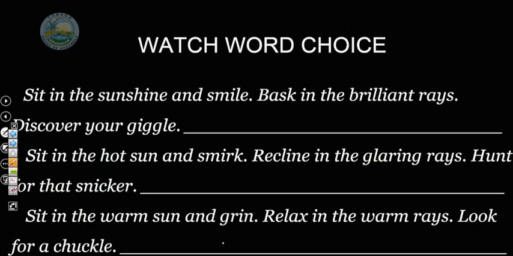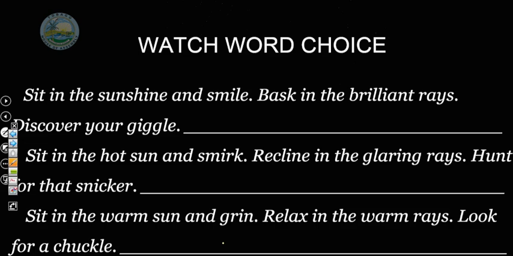Sit in the sunshine and smile. Bask in the brilliant rays. Discover your giggle. Our second one says, sit in the hot sun and smirk. Recline in the glaring rays. Hunt for that snicker. And the third one says, sit in the warm sun and grin. Relax in the warm rays. Look for a chuckle.